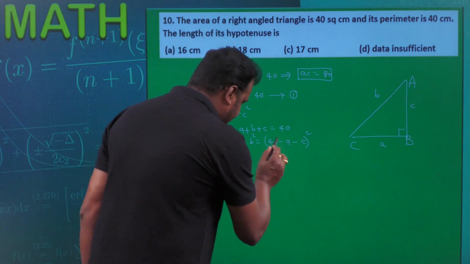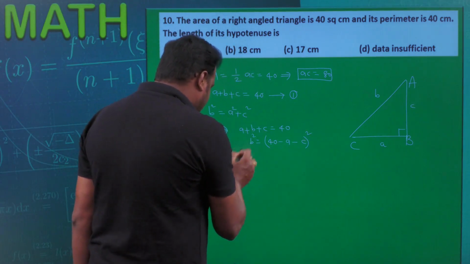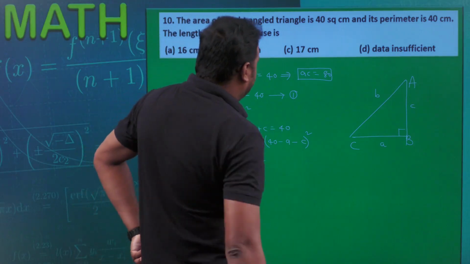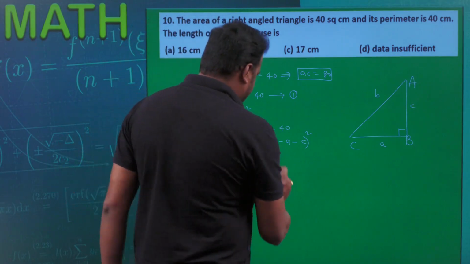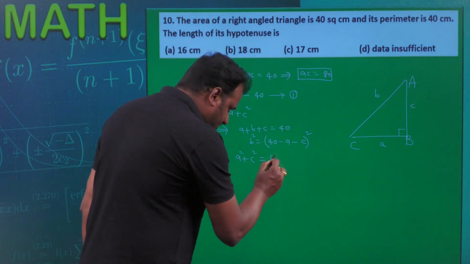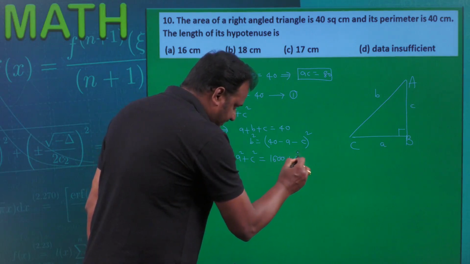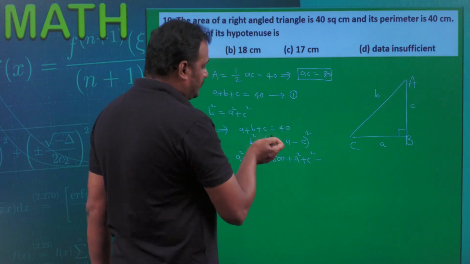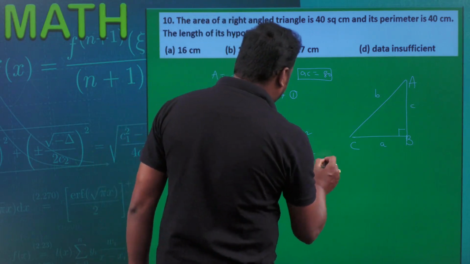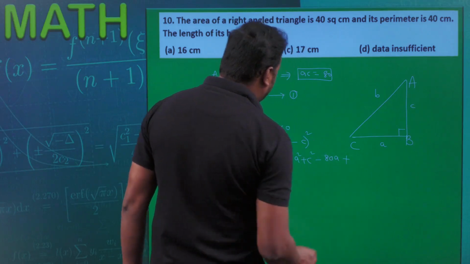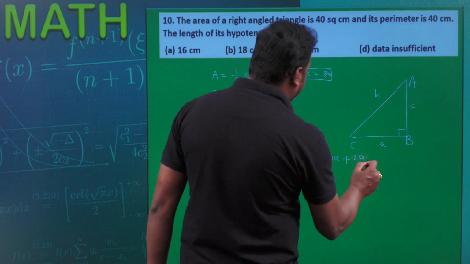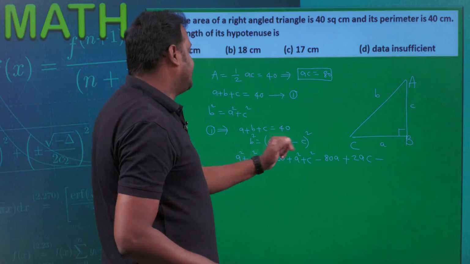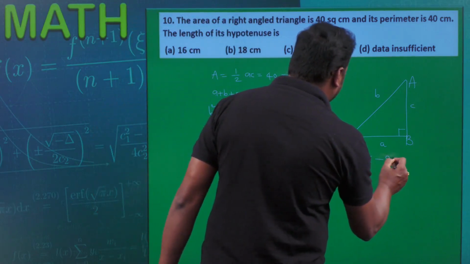Now b square is equal to 40 minus a minus c whole square, which is in the form of 40 minus a plus c whole square. But b square is nothing but a square plus c square, so it is now in the form of the expansion. So what is the formula for a plus b plus c whole square? 40 square is equal to 1600 plus a square plus c square minus 2 into 40 into a, which is 80a, plus 2ac, plus 2 into c into 40, so minus 80c.